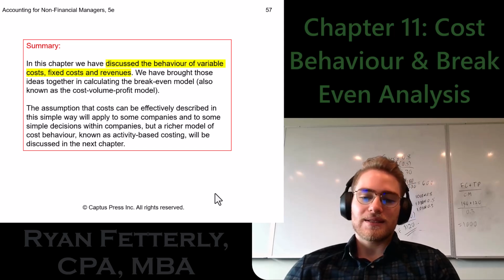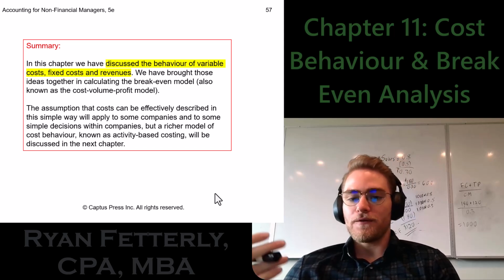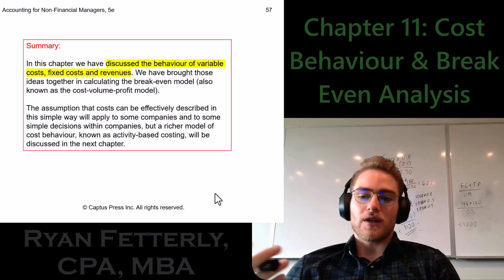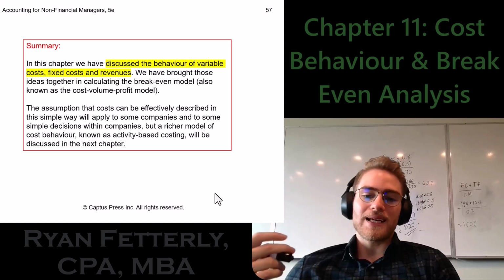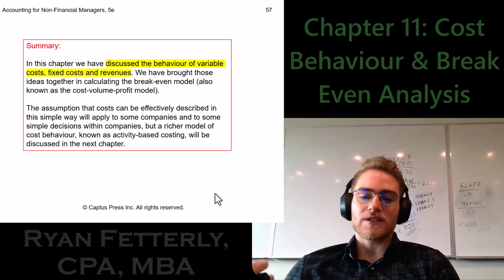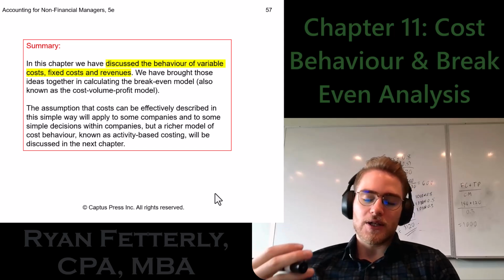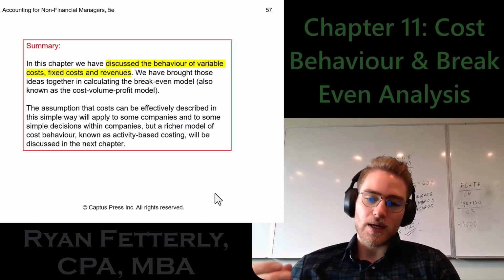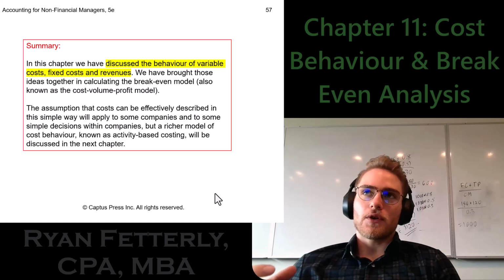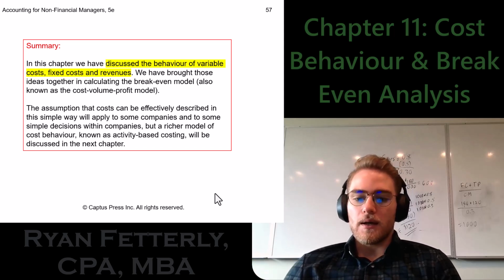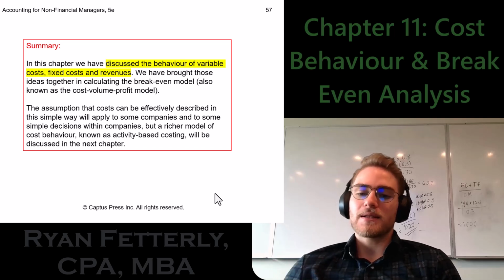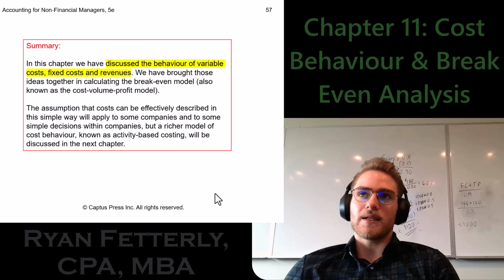So in summary, we've discussed the behavior of variable costs, fixed costs, and revenues. We've also talked a little bit about mixed costs. We've talked about break-even models. We've talked about cost, volume, profit. Very, very good if you're trying to start a business, right? Not as useful if you're specifically managing more of a fixed cost department, right? It does get a lot more complicated in activity-based costing, but as a basis, this is great base knowledge to understand cost behavior and how it can be applied to a business.